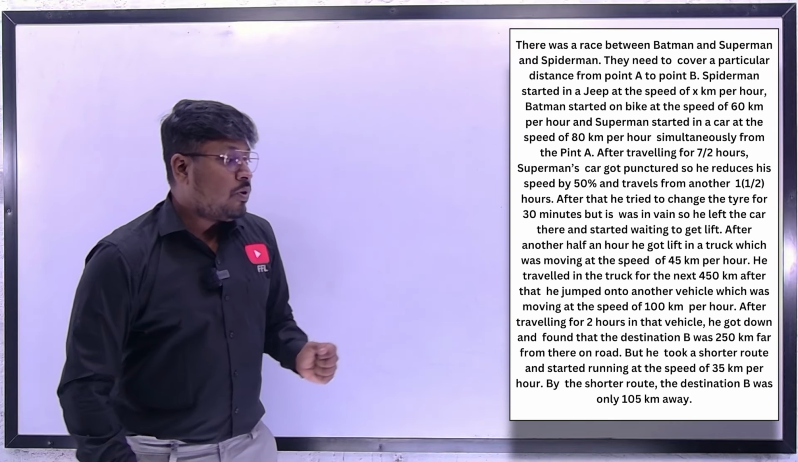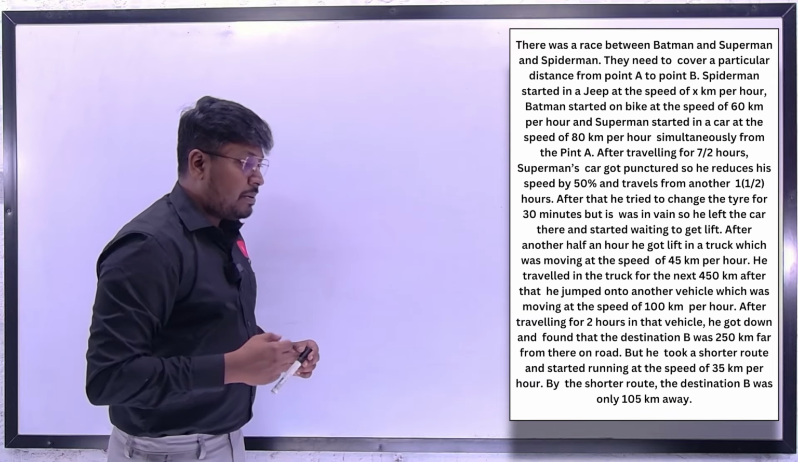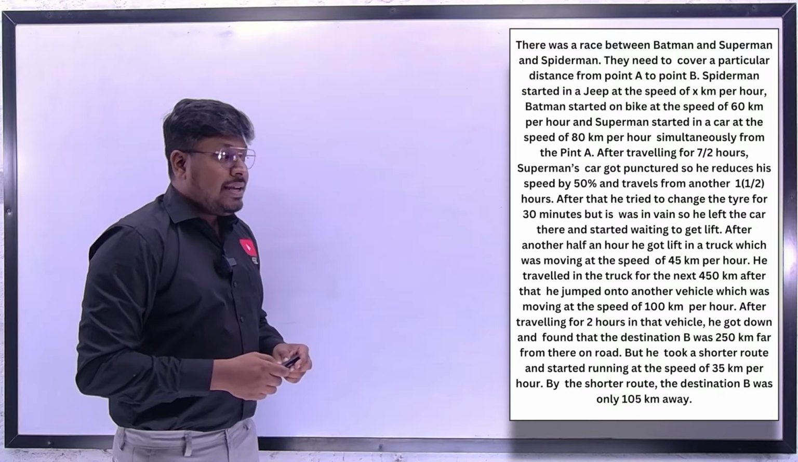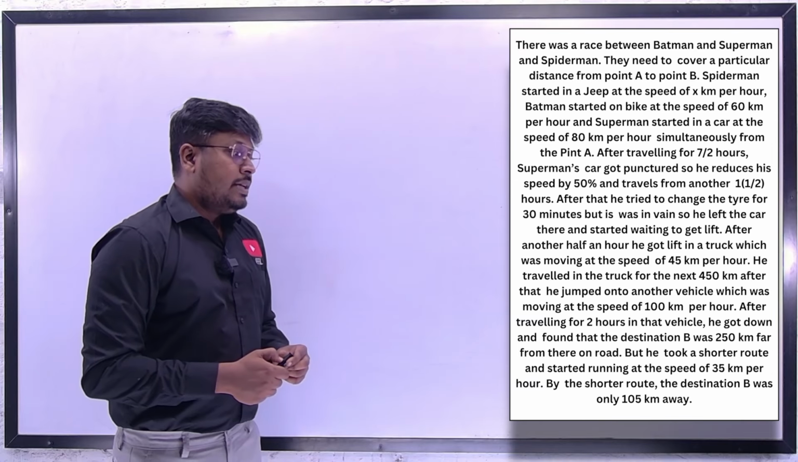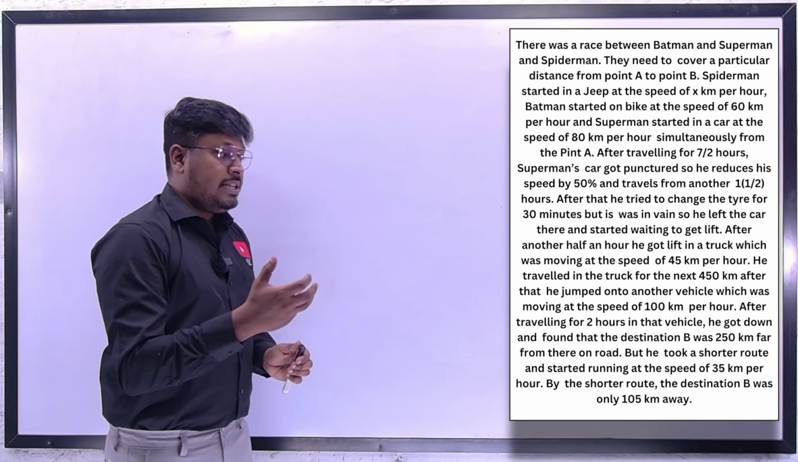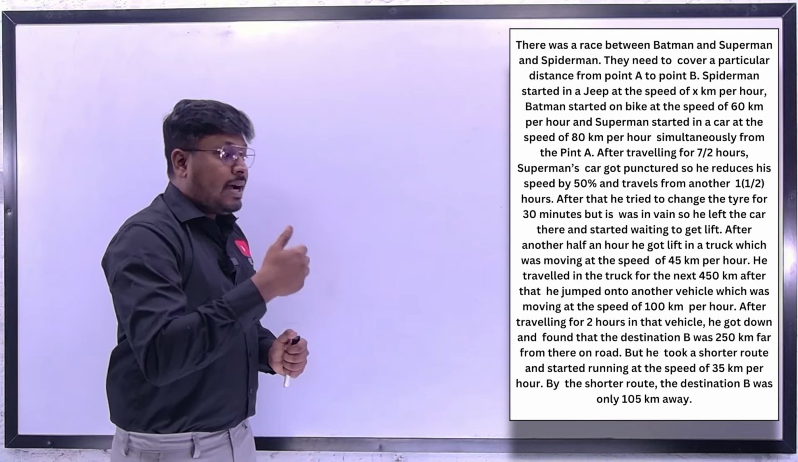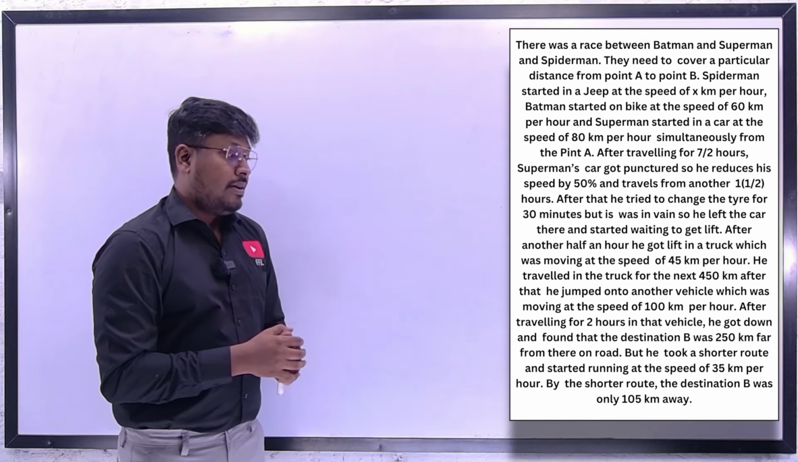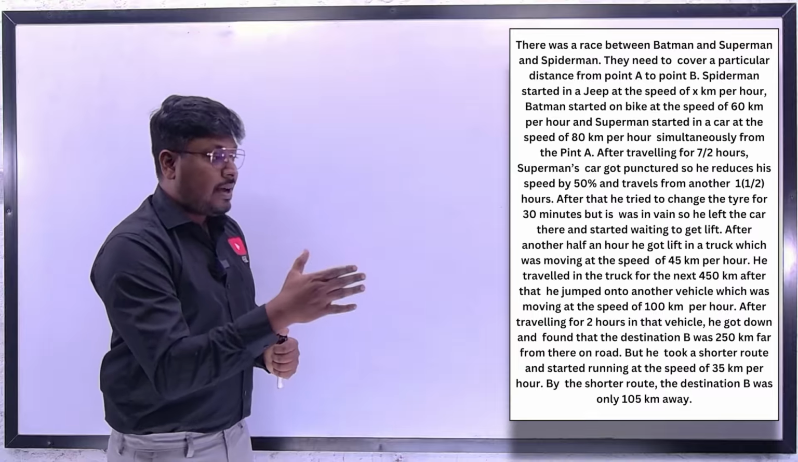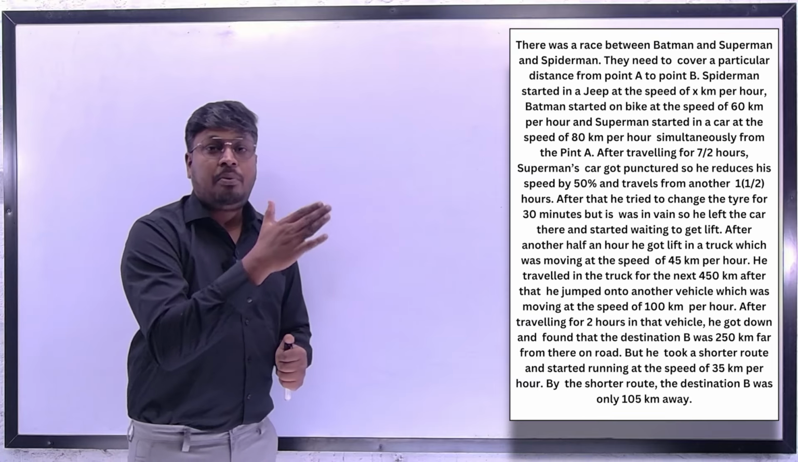So now let me move on to this passage. There was a race between Batman, Superman and Spider-Man. They need to cover a particular distance from point A to B. Spider-Man started in a jeep at a speed of X km/h. Batman started on a bike at a speed of 60 km/h, and Superman started in a car at a speed of 80 km/h, simultaneously from point A.